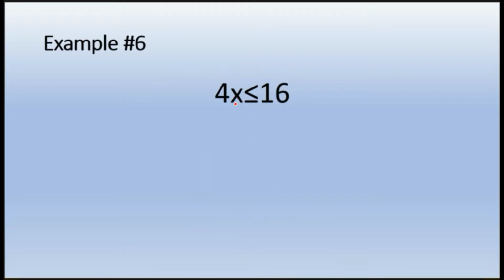Another multiplication, we have 4x is less than or equal to 16. To get rid of this 4 on the left side, I'm going to go ahead and divide by 4. That leaves us with just x less than or equal to 16 divided by 4, which is 4.